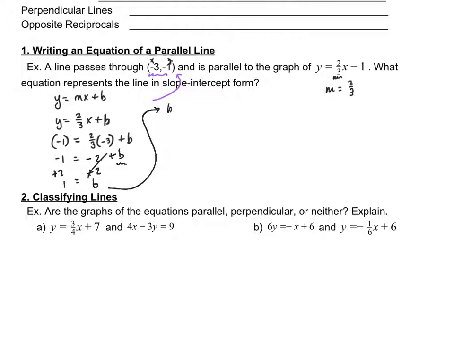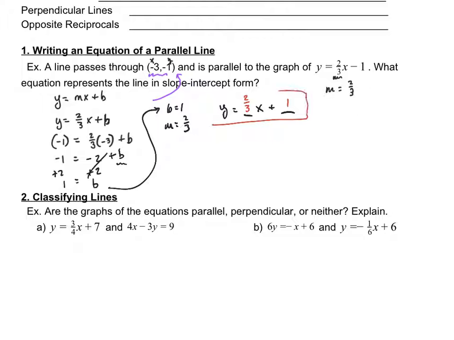Okay, so if b equals 1 and my slope equals 2/3, I actually have enough information now to write an equation in slope-intercept form. So I just need to replace my m and my b. My m was 2/3, my b is going to be 1. And there you have it.